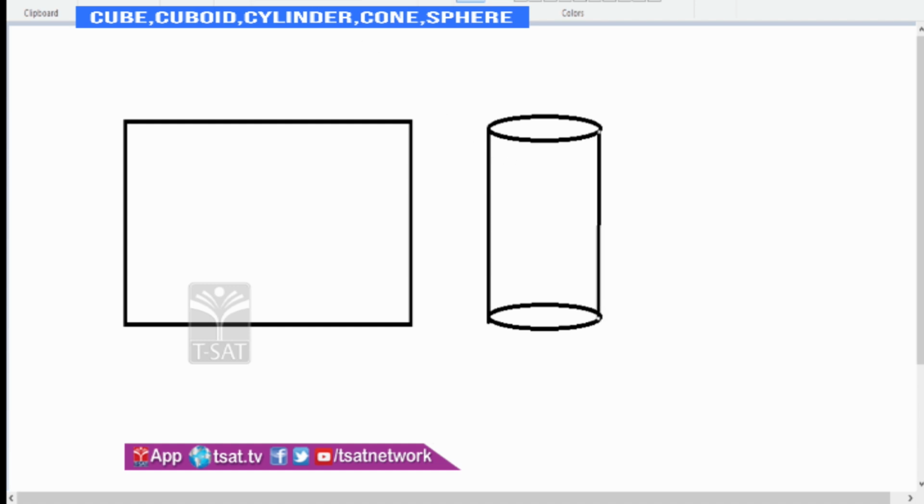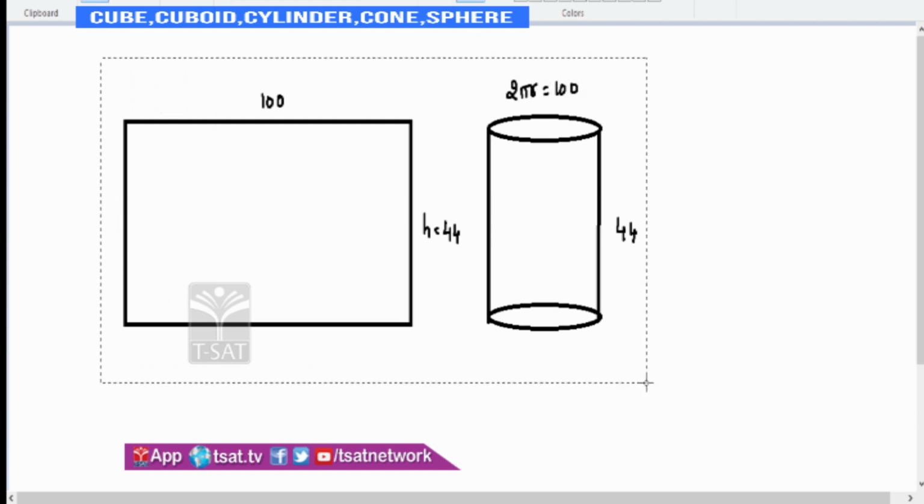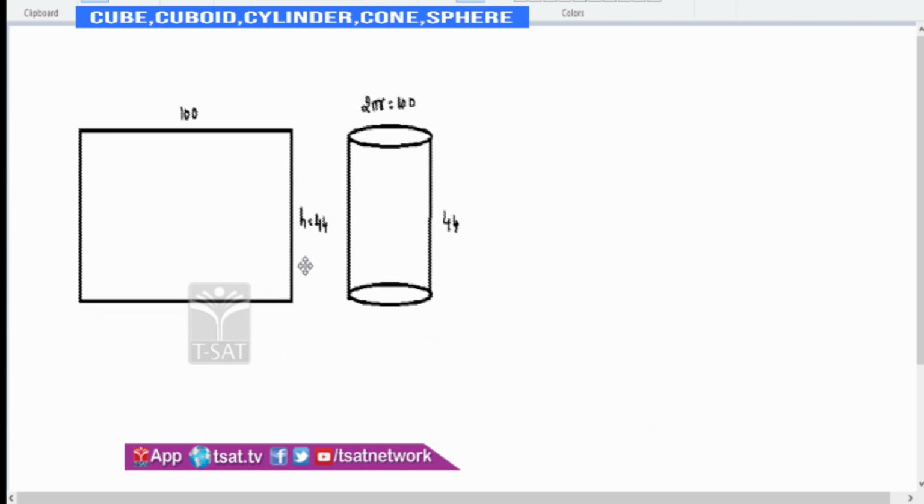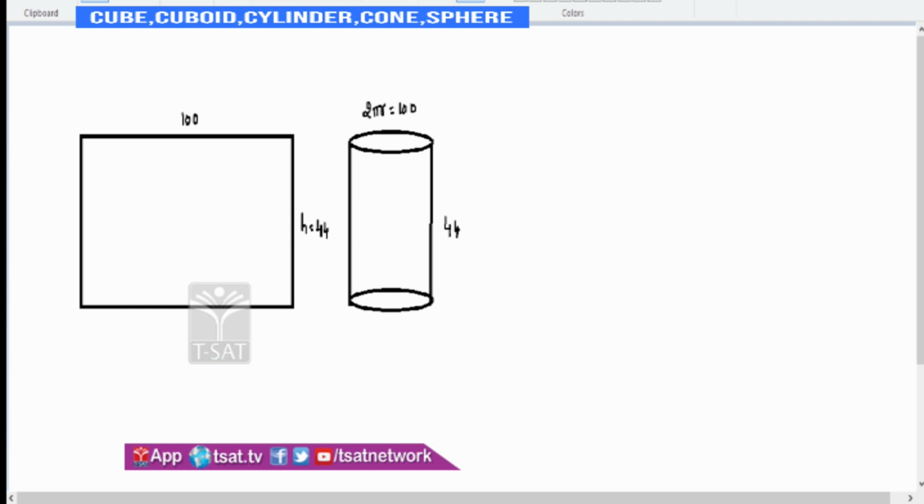Height remains the same. Height of the rectangle was 44, so the height of the cylinder is also 44. This 100 becomes the perimeter. Therefore 2 pi r is equal to 100. You need to find the radius of the cylinder, and from that you can find the volume of the cylinder. Now see here, radius is equal to 50 by pi.